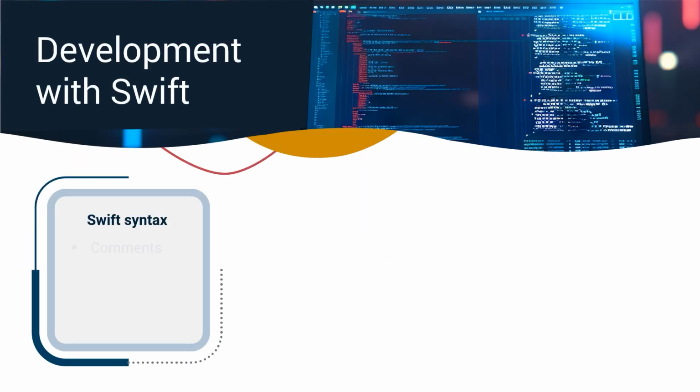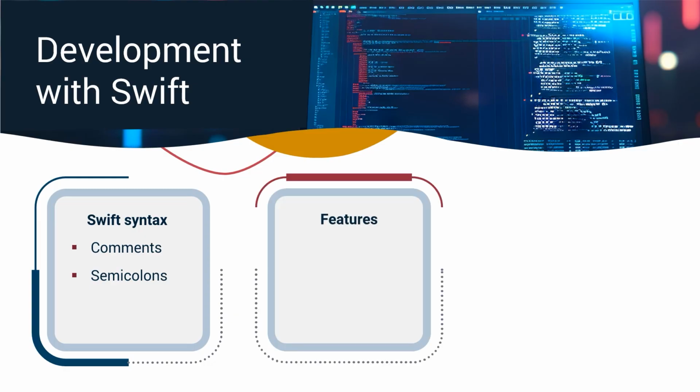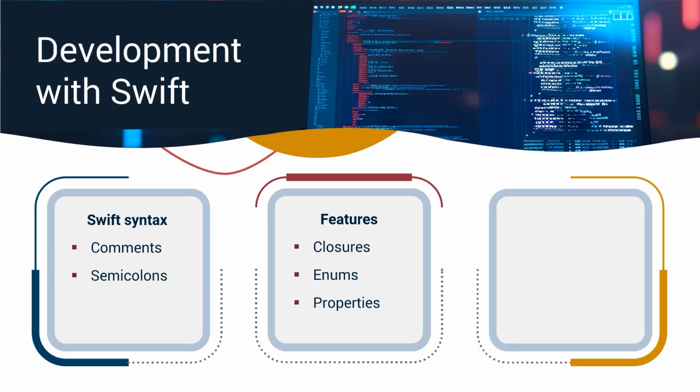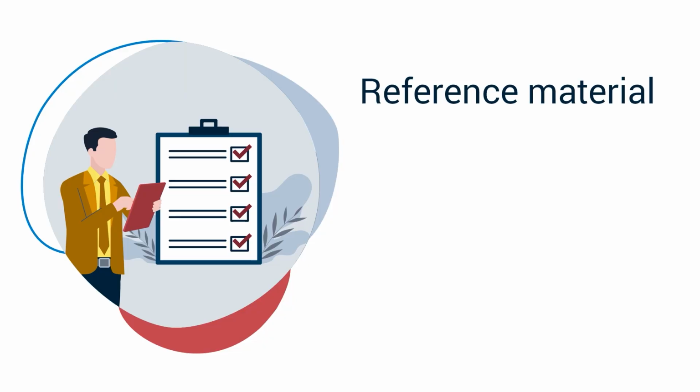The Swift syntax includes comments and semicolons. Swift also has several features that enhance code readability, maintainability, and efficiency in iOS app development: closures, enumerations or enums, and properties. Swift supports error handling using the do, try, and catch statements. You have now reviewed some of the fundamental concepts covered in this course.